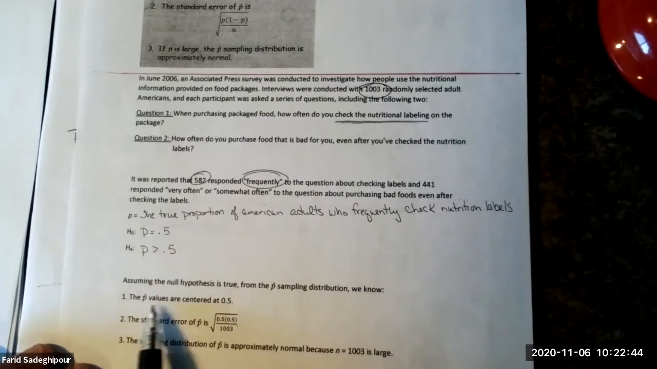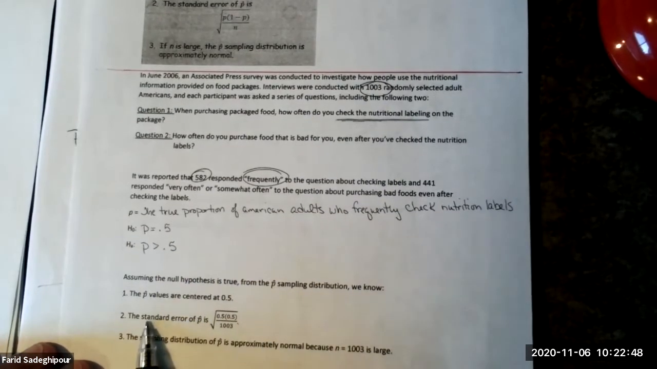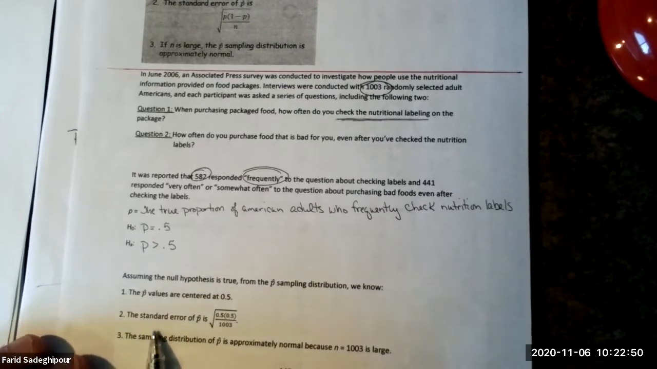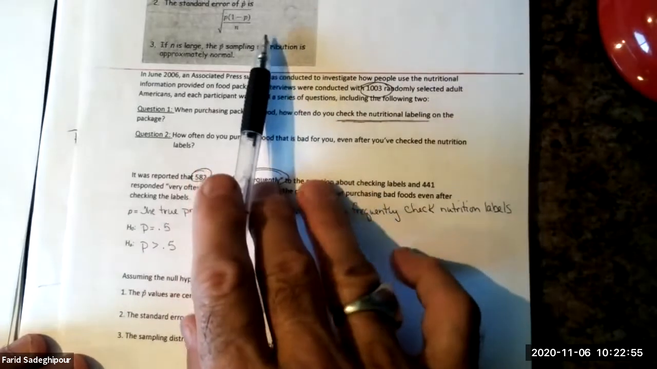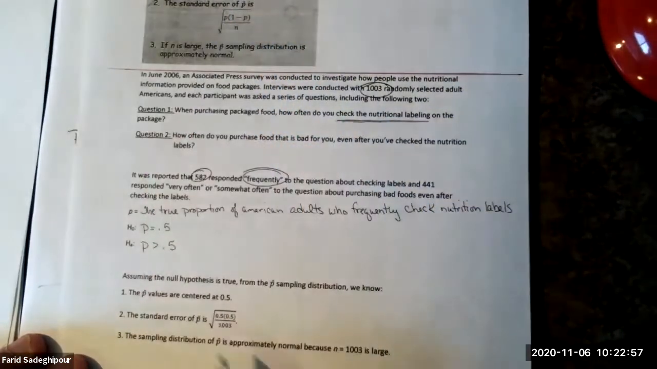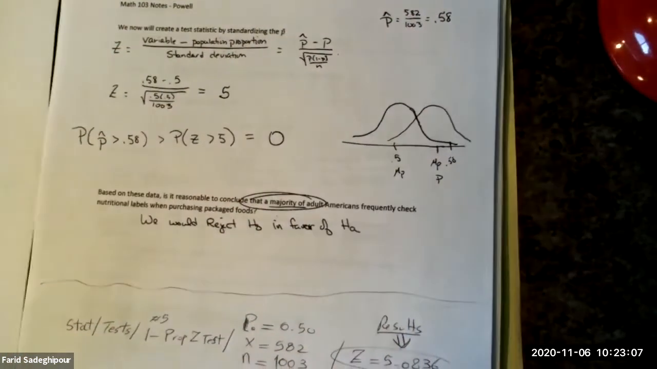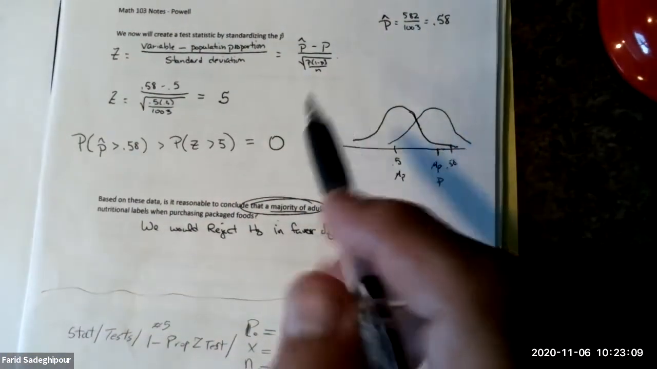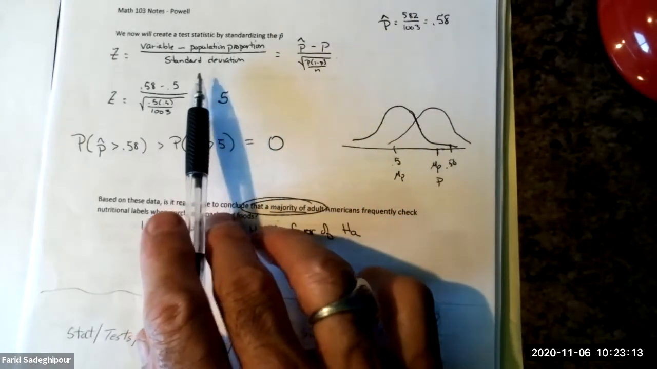P hat is always equal to P of proportions. So that is 0.50. To find the standard error, we are using this formula. And the sampling distribution with n of 1,003 is a large sample. Now we also have the z-statistic.